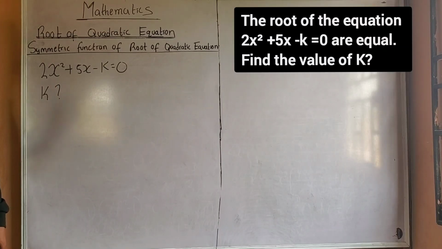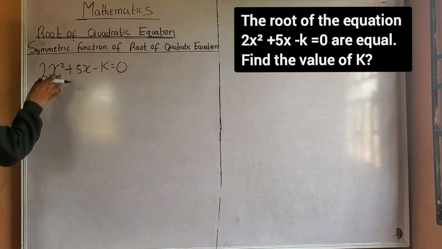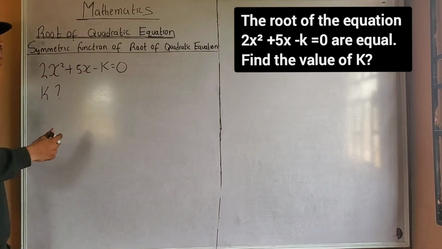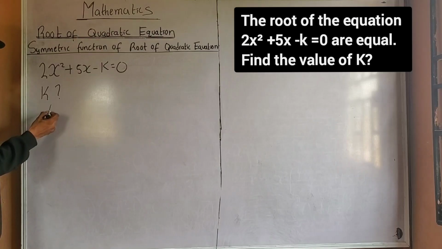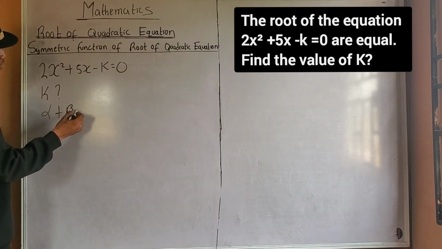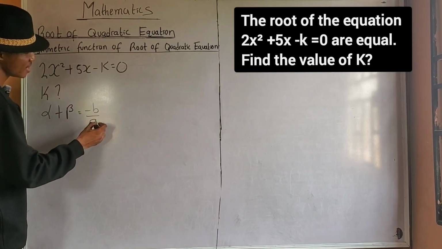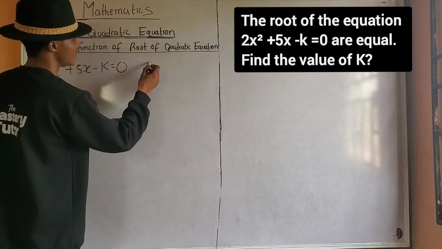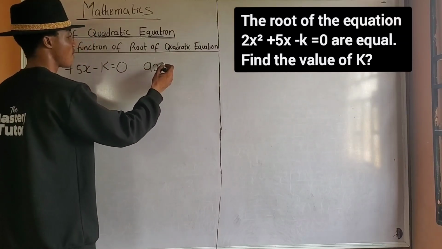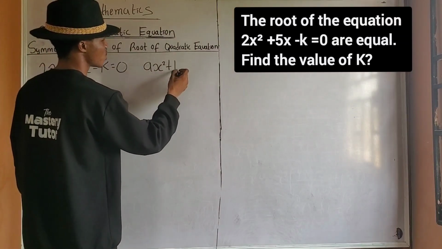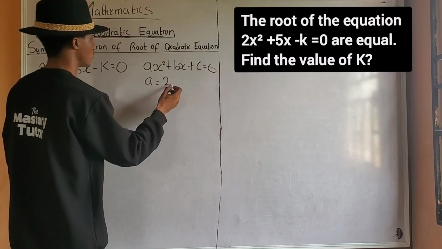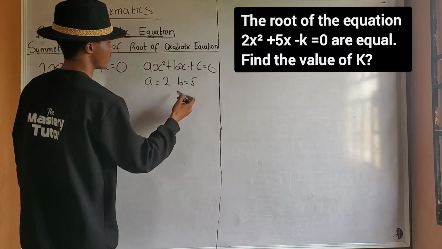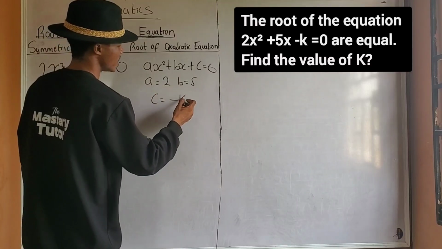You can use the discriminant method, but because we are dealing with this topic, I'm going to use the sum and product of roots. Pay attention. Do you know the sum of roots equals minus b over a? And from the general form of a quadratic equation, ax² plus bx plus c equals 0, a equals 2, right? b equals 5, and c equals what? Minus k. Is that not it?